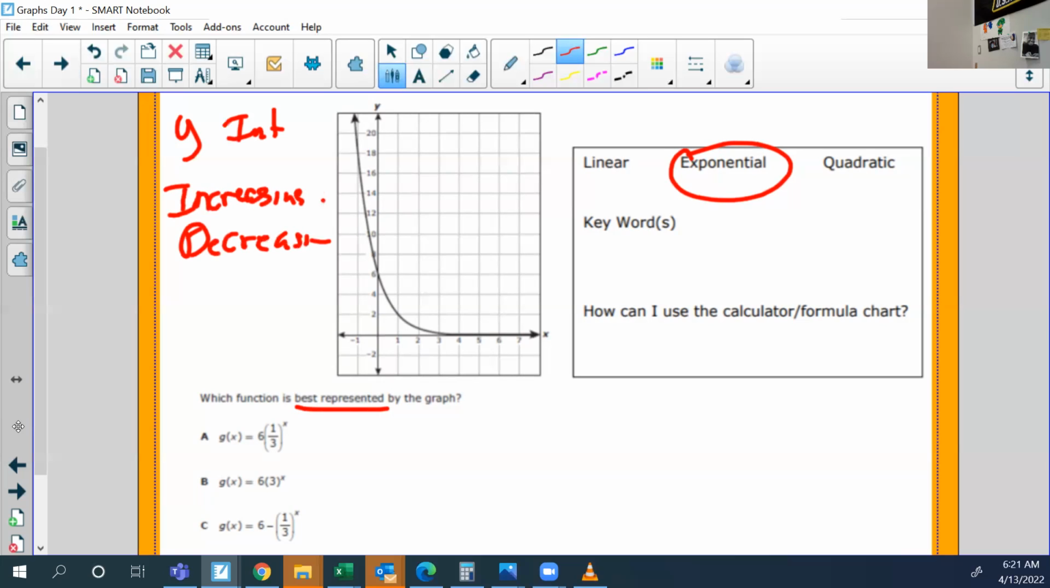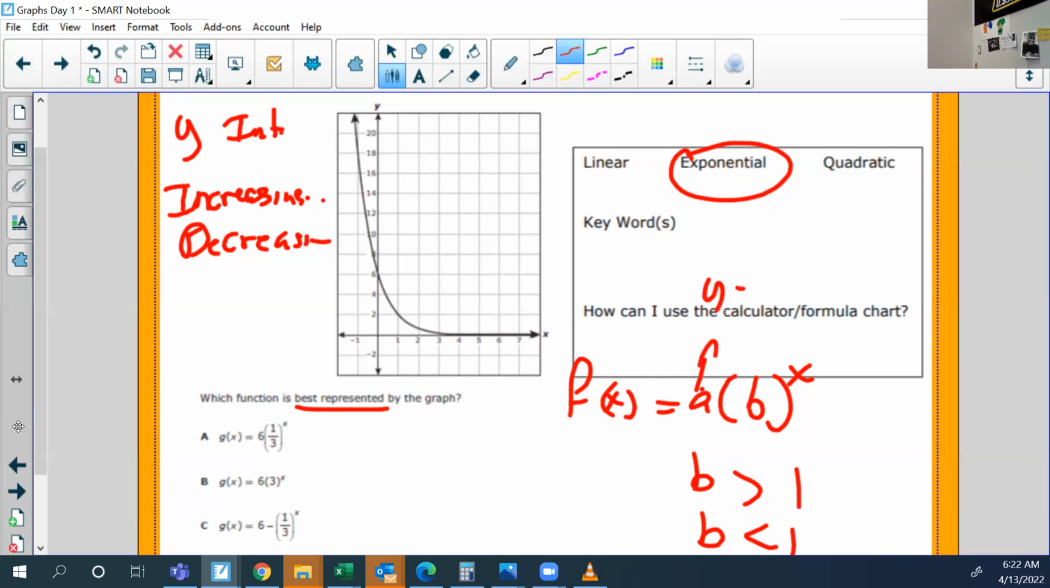If it's increasing, remember, the function for exponential is f of x equals a times b to the x. If it's increasing, you know b, the base, the factor, is going to be greater than 1. If it's decreasing, you know the factor b is going to be less than 1. So that's very important. So you're going to find a y-intercept. Remember, a is your y-intercept, or the initial value. I'll put IV for initial value.